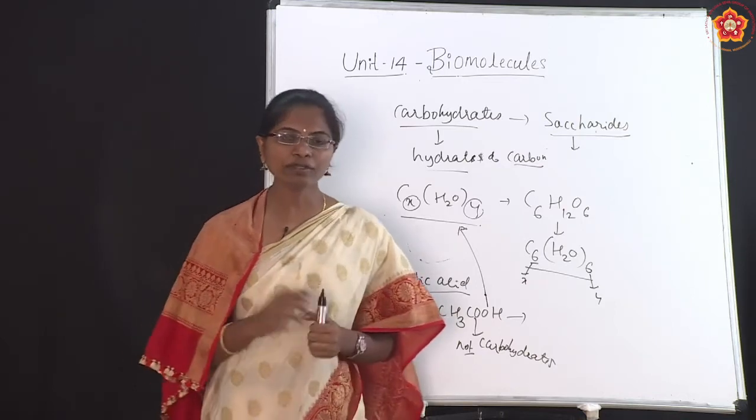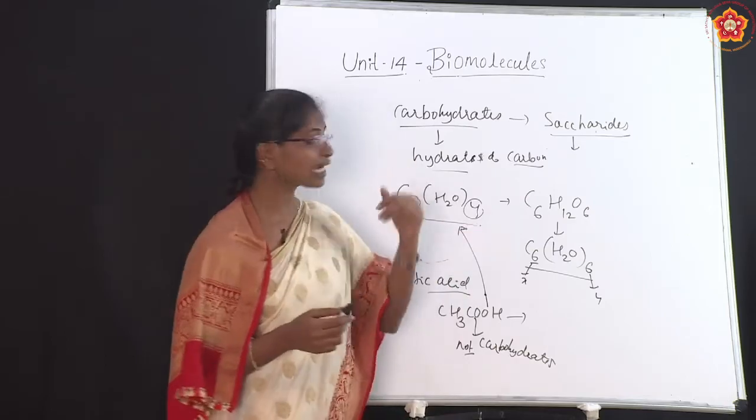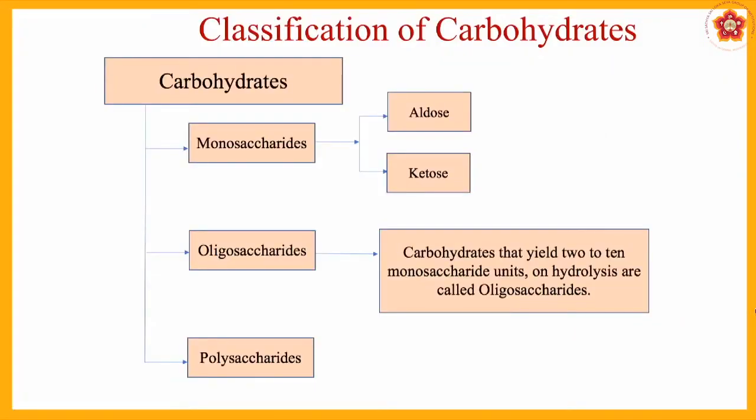Now we will study the classification of carbohydrates. Classification is mainly divided into three types based on hydrolysis: monosaccharides, oligosaccharides and polysaccharides. Monosaccharides are again divided into two types, which I will explain later: aldose and ketose.